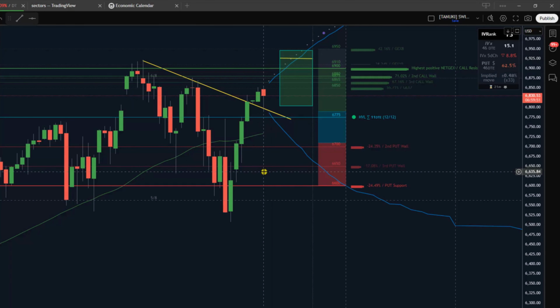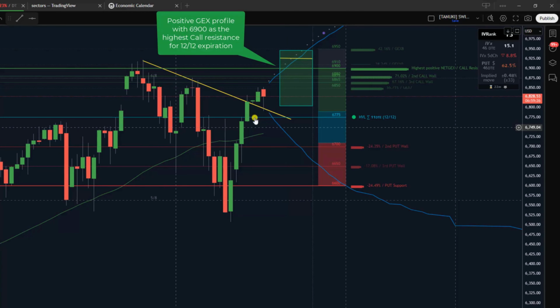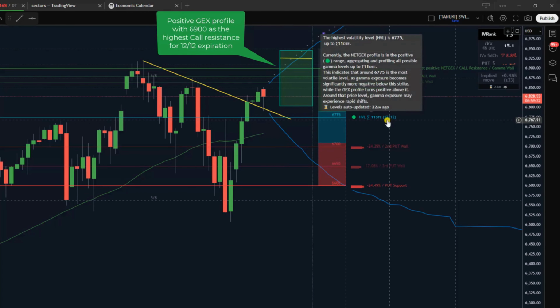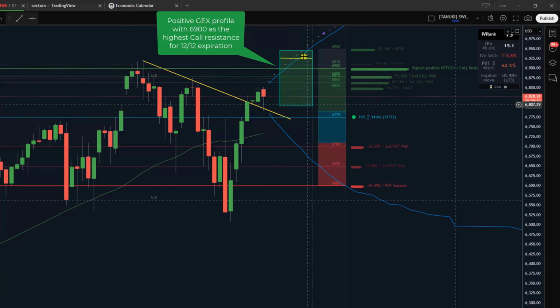So I was looking for a call diagonal in SPX, where the upper strike of the diagonal, which is the short strike, is around 6925, and the long strike is 6930. And this is the GEX profile, and I was aiming for the 12th of December, which is this expiration line, this vertical line.